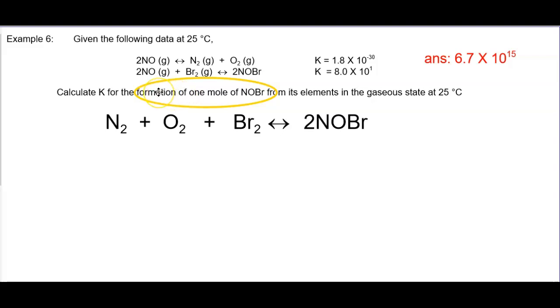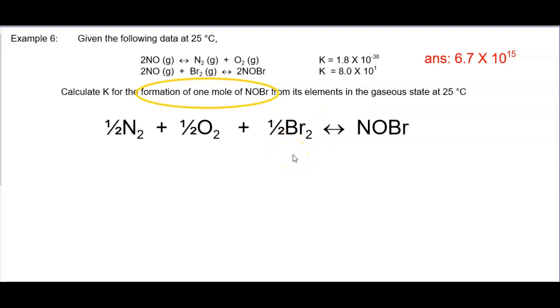It's asking us to form, that means makes, 1 mole of NOBr. Right now I'm showing 2 moles of NOBr being made. So I'm going to multiply through by a half to get this into the proper requested amount of 1 mole, formation of 1 mole NOBr. Now we can apply the rules that we just learned a moment ago. And here they are.